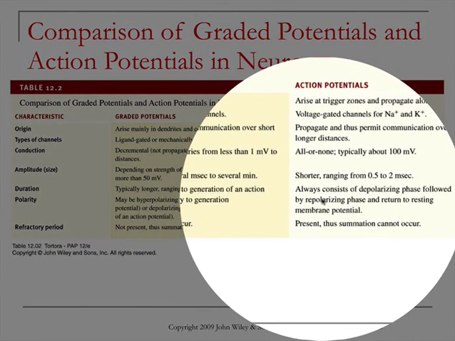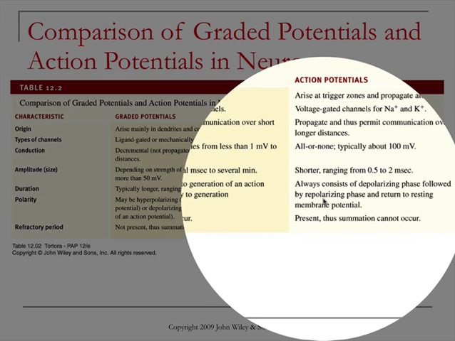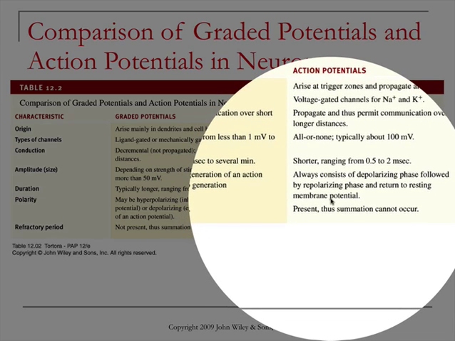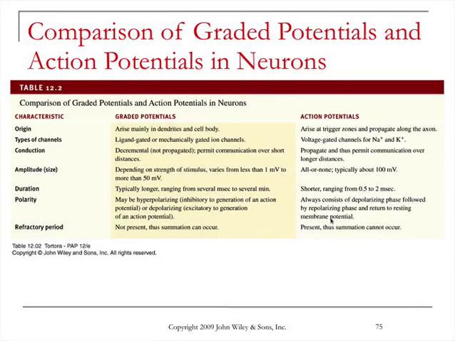Action potentials always consist of a depolarizing phase followed by a repolarizing phase and then returning back to the resting membrane potential. There is no refractory period for graded potentials, and thus summation can occur. We didn't deal with that in the previous sections, but we'll deal with that in a later section. With action potentials, there is a refractory period, and thus summation cannot occur.